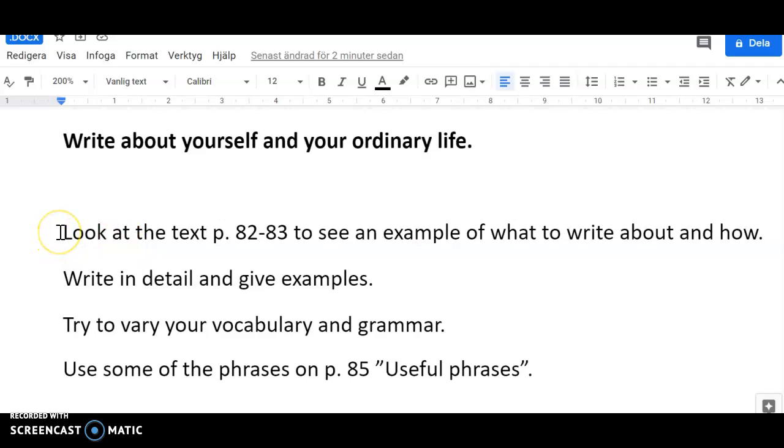Look at the text, page 82 to 83, to see an example of what to write about and how. Write in detail and give examples. Try to vary your vocabulary and grammar. Use some of the phrases on page 85. Useful phrases.